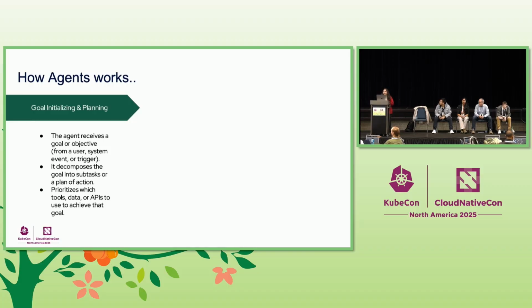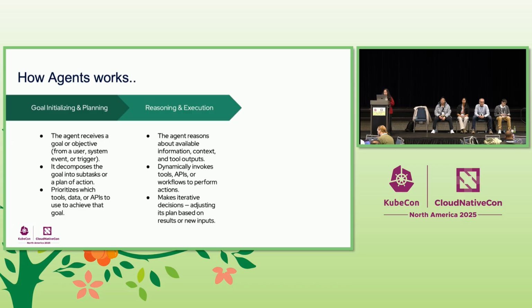So the agent receives a goal from a user or from some system event or some trigger. Then it decomposes the goal into subtasks and actions, then prioritizes which tools and APIs to use to achieve that goal. If you've used Cursor or any other client recently, you will see it shows you step by step: I'm going to do this, this, this. So you can see actually how it's doing the planning. Very similar to how a human would.